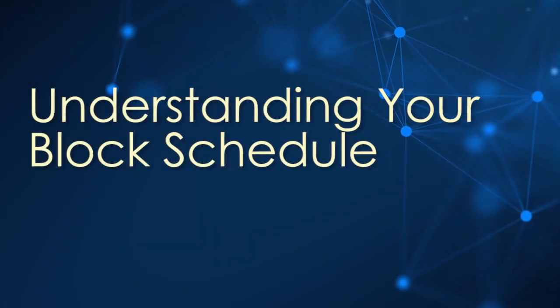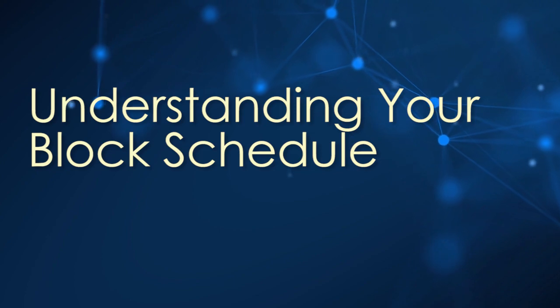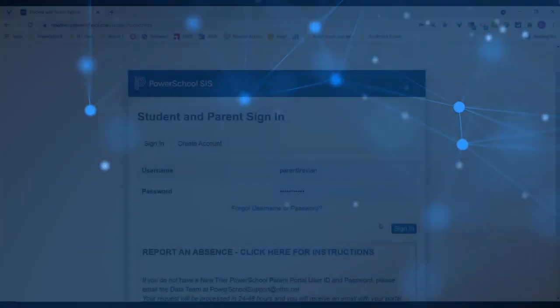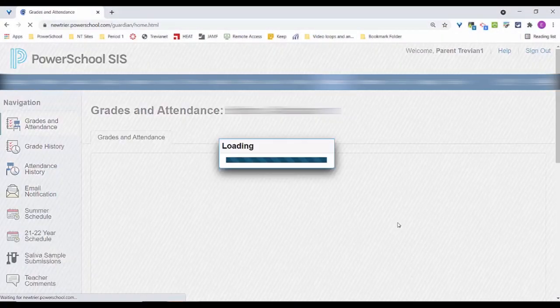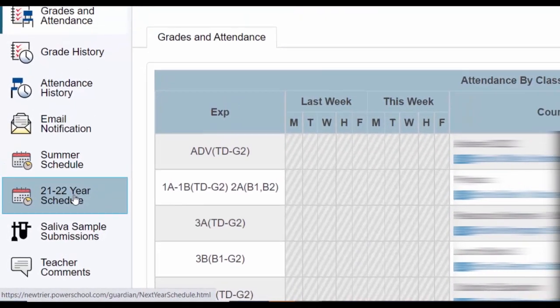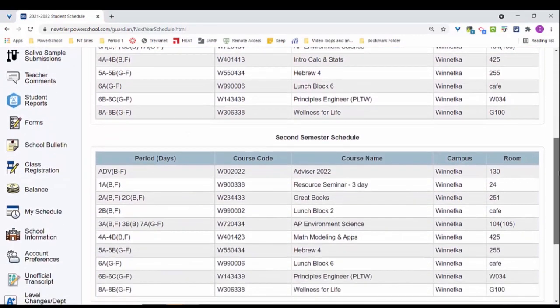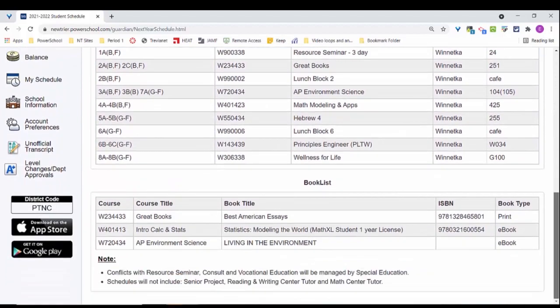Hello! Today I am going to show you how to find and read your schedule for the 2021-2022 school year. First, log into PowerSchool and click on the 2021-22 Schedule option on the left side menu. You will see two schedules, one for the first semester and one for the second semester, as well as the book list for your classes.